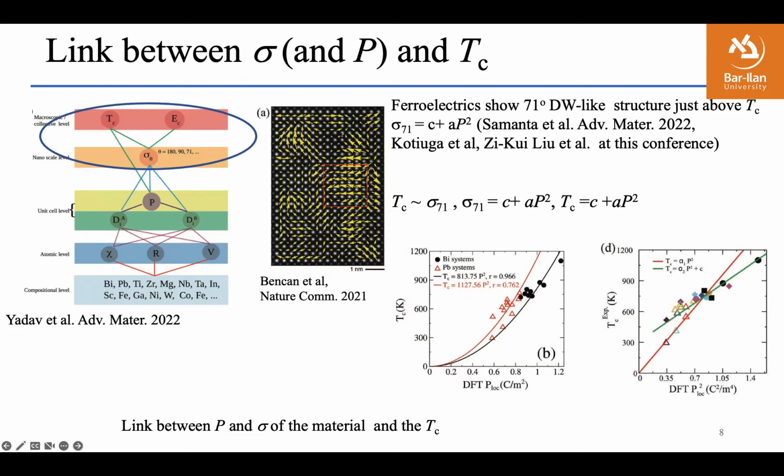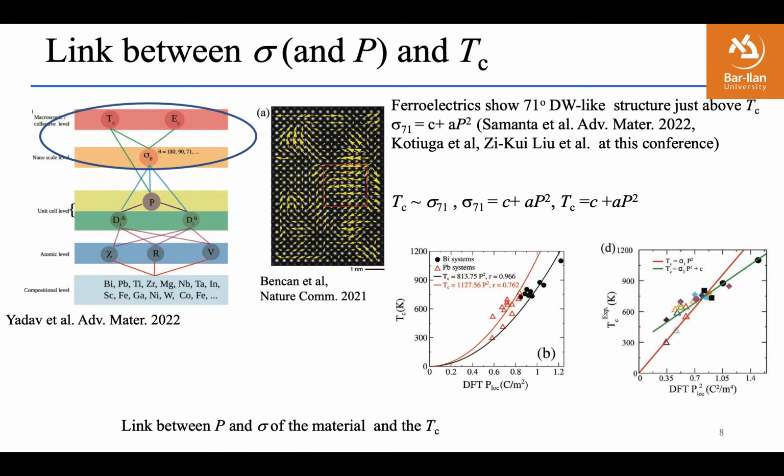And finally, there were these TEM results for barium titanate from 2021, which again show that in the high temperature ferroelectric phase, just above TC, you have these domain wall-like structures. So if you characterize the energy difference between the ferroelectric state and the paraelectric state as proportional to the domain wall energy, it's natural to wave our hands and say TC is proportional to sigma 71, or maybe sigma 90, which means that a bigger domain wall energy gives a bigger TC.